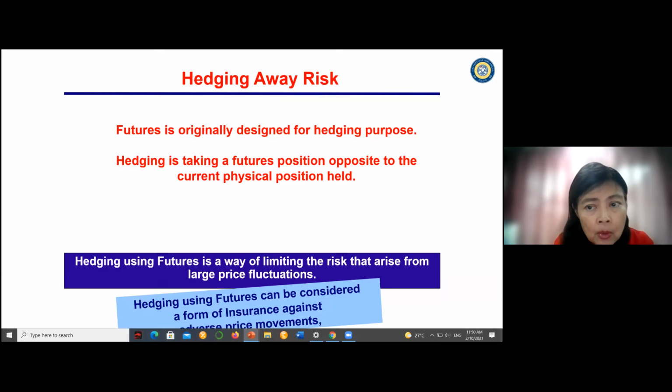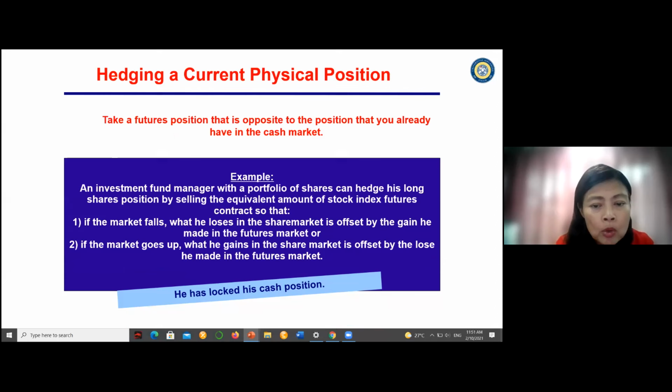Of course, if anybody asks you what futures are for, you say for hedging purposes. That's why we do futures, so that we can limit the downside risk. If the market falls, I would lose in the stock market, but because I sold in the futures, I would make it back in the futures. So my loss in the stock market is offset by the gains in the futures market. That's what it means.